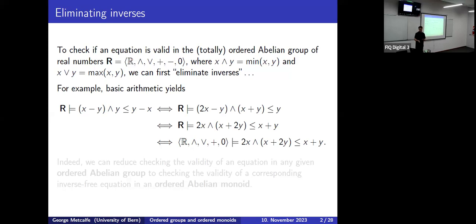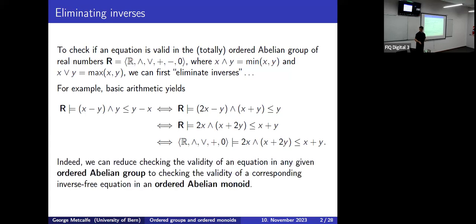Now, it should be quite clear that there's nothing special about the reals here, except that we want an ordered abelian group. So in fact, given any ordered abelian group, we can reduce checking the validity of an equation in this ordered group to checking the validity of a corresponding inverse-free equation in the corresponding ordered abelian monoid, just by adding on both sides. Of course, this raises the question of what happens when you're non-abelian, and that's something that we'll look at later in this talk.